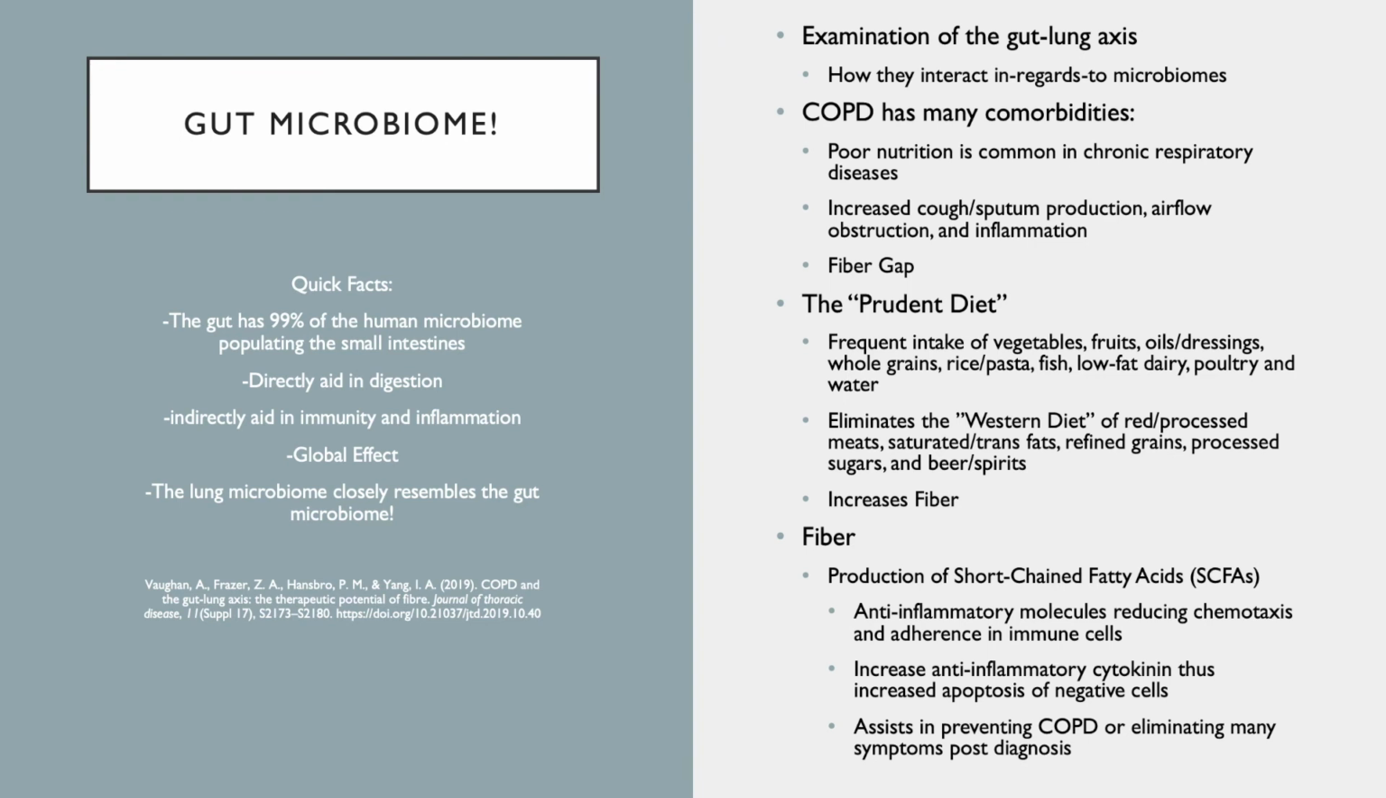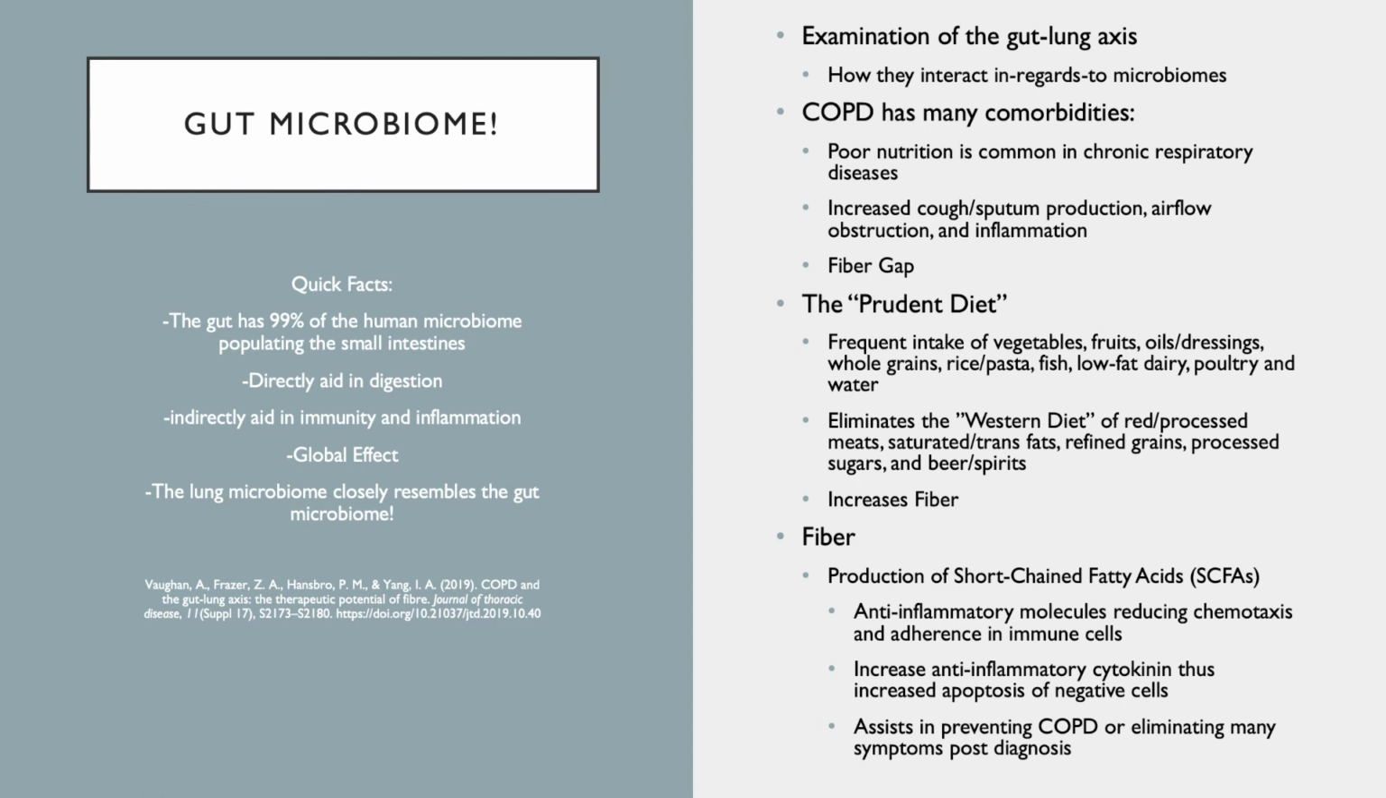The gut microbiome has a global effect, and I also found that the lung microbiome closely resembles the gut microbiome. So by helping one, you help the other. Examination of the gut-lung axis is kind of exploring how the lungs and gut interact in microbiomes to either help or detriment each other. COPD has many comorbidities, and one of the main ones I found is that a lot of patients have poor nutrition, and their increased cough slash sputum production, airflow obstruction, and inflammation can be caused by the fiber gap.